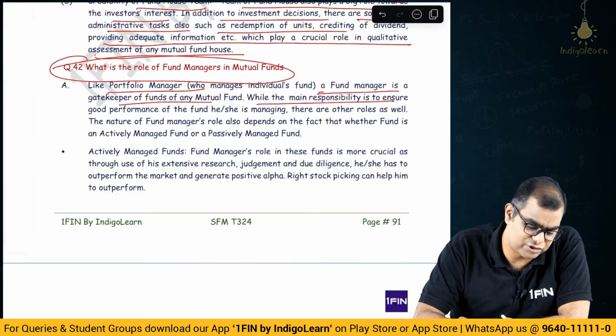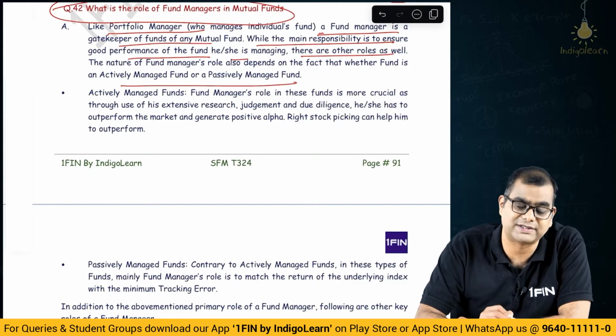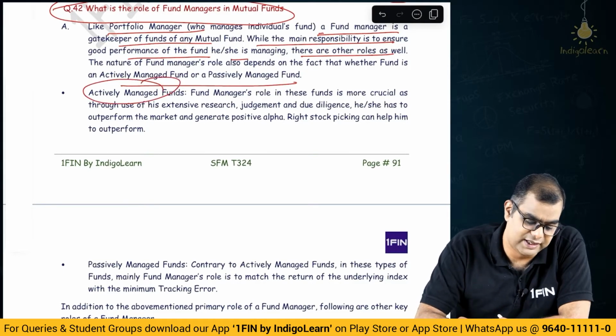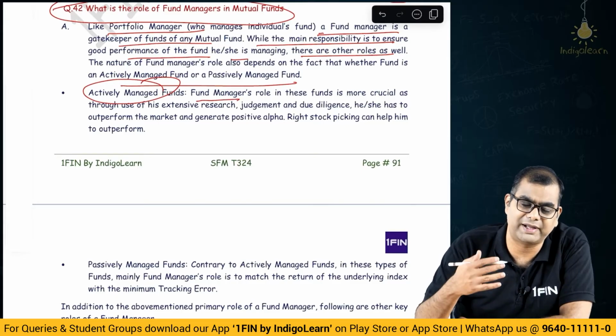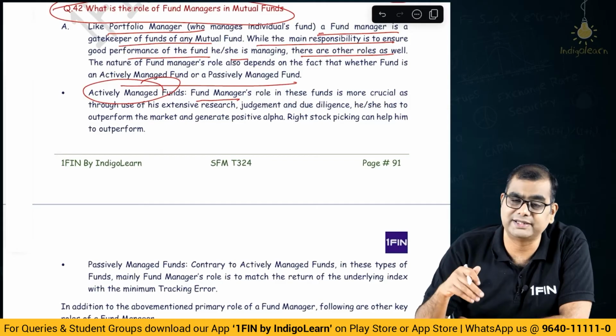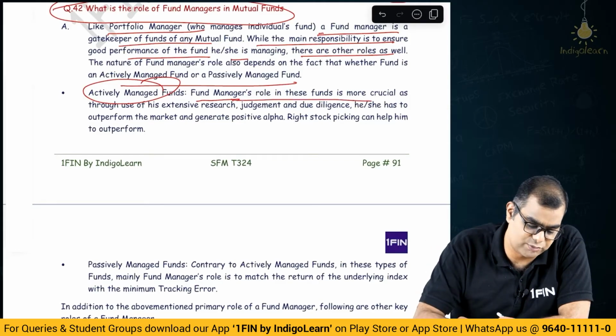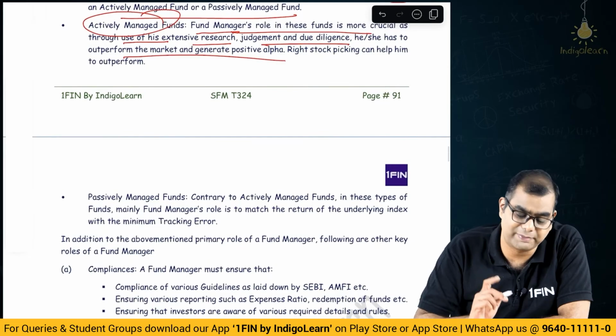While the main responsibility is to ensure good performance of the fund that he or she is managing, there are other roles as well. And these roles change based on active or passive funds. Now, what is an active fund? In an active fund, basically the fund manager takes the decisions. He is not benchmarked, he is not following an index. He tries to beat an index by actively buying and selling securities. The fund manager's role in these funds is more crucial, as through his extensive research, judgment and due diligence, he has to outperform the market and generate a positive alpha. Right stock picking can help them.